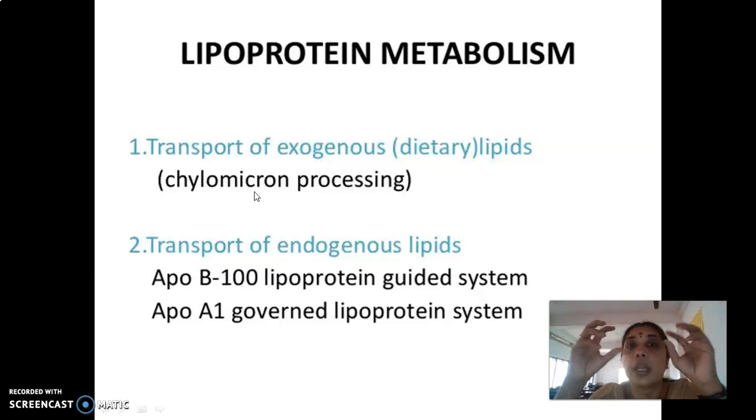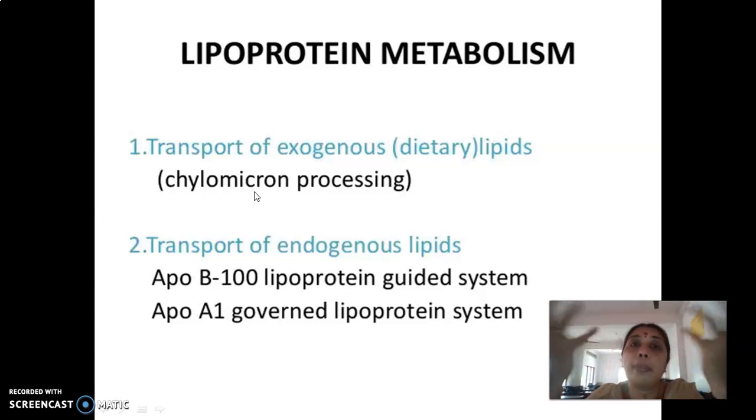And along with these phospholipids and the free cholesterol, the different types of apoproteins also will be coming and getting assembled onto these molecules to form a lipoprotein. And the lipoprotein thus synthesized in the intestine is known as chylomicrons. The principal apoprotein found in the chylomicrons is ApoB48.